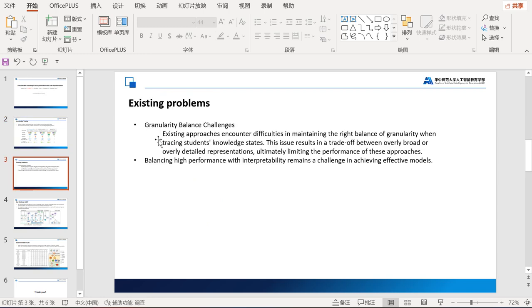Currently, knowledge tracing faces the following challenges. First, granularity balance challenges. Existing approaches encounter difficulties in maintaining the right balance of granularity when tracing students' knowledge state. This issue results in a trade-off between overly broad or overly detailed representations, ultimately limiting the performance of these approaches. Second, balancing high performance with interpretability remains a challenge in achieving effective models.